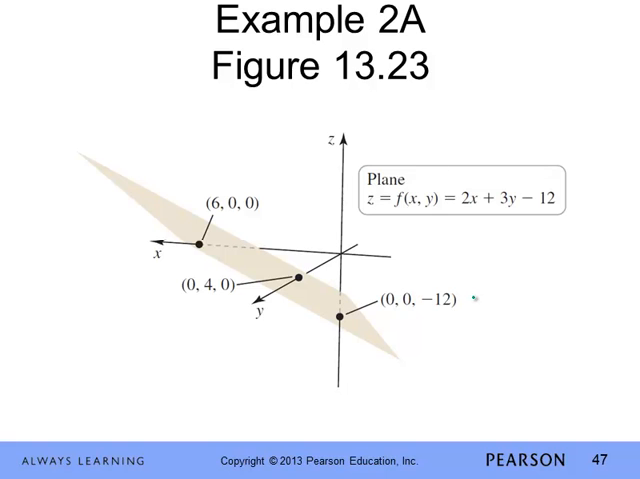All right, let's take a look at example 2. Now, I'm not going to write anything down for this, but we have f of x, y equals 2x plus 3y minus 12. So we have this function here. Is it a function really?